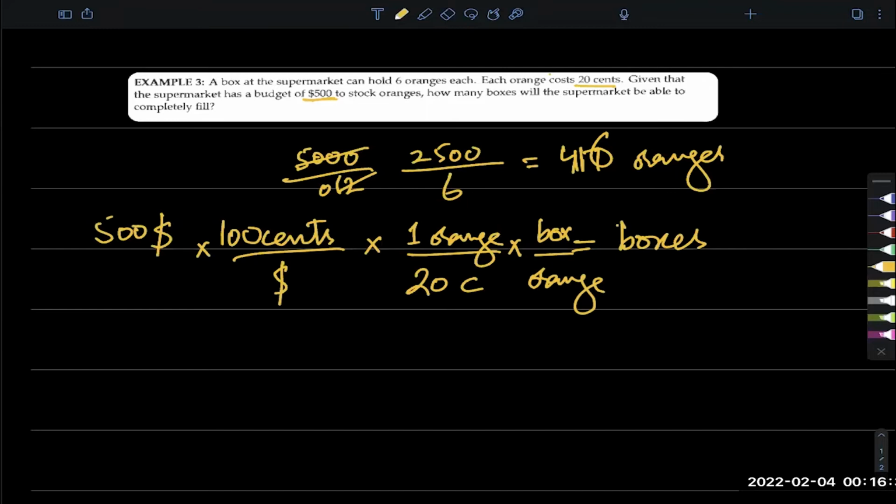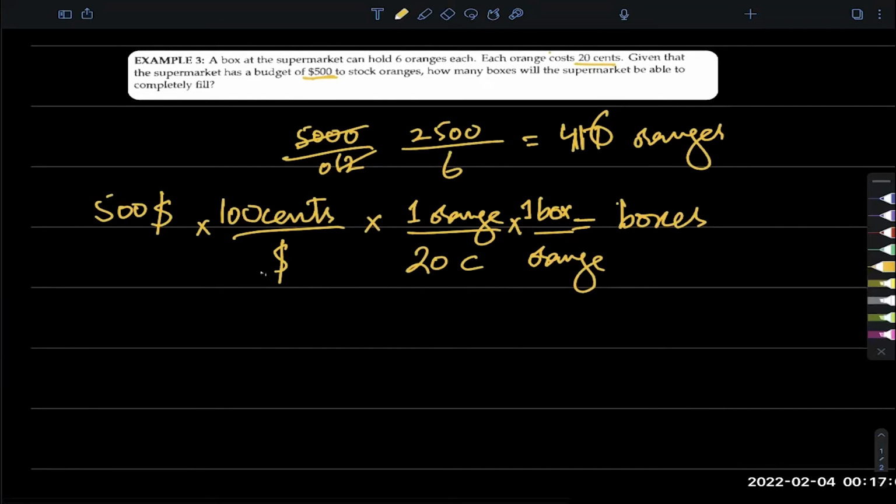So every dollar is 100 cents. So that is 500 times 100 cents. And every orange is 20 cents. So that divides it. And then I have one box is that many oranges. Does it make sense? So it makes sense, but would this even be efficient for the SAT because it's all about timing? Now, I'll give you an example. And maybe this is an efficient way for that. Maybe. Okay, I'm not sure, but maybe.